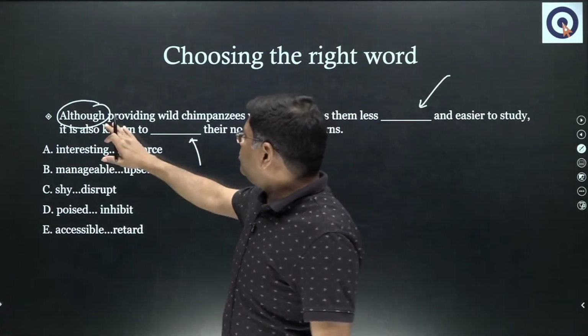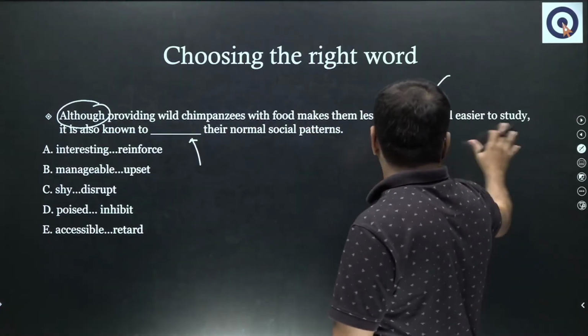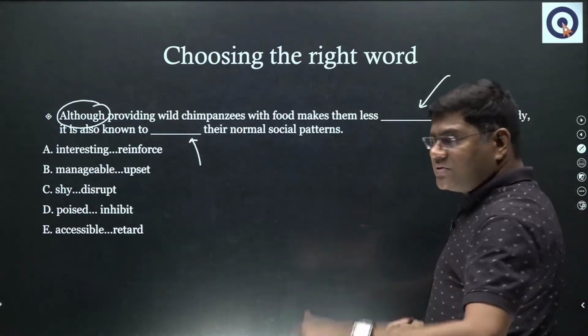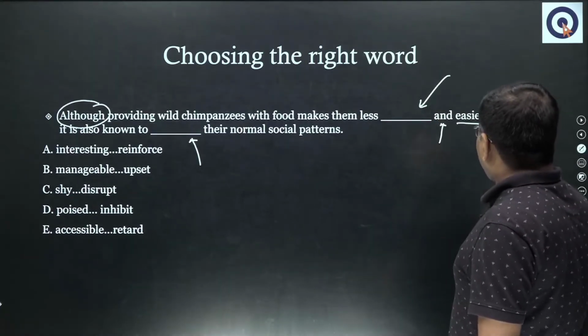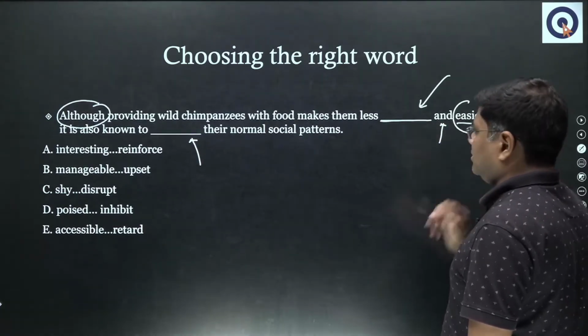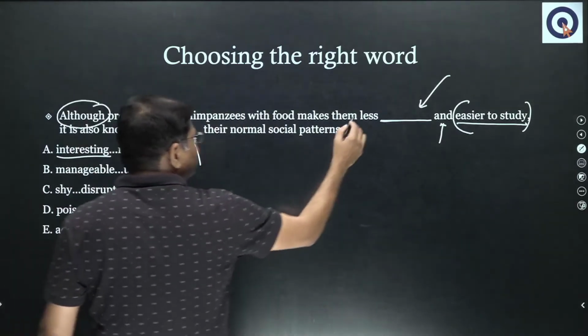So when you say although providing wild chimpanzees with food makes them less dash and easier to study, you say and, correct? And then you say easier to study. So something must be happening here such that they become easier to study. So can it be less interesting? Because the word less is very important here.